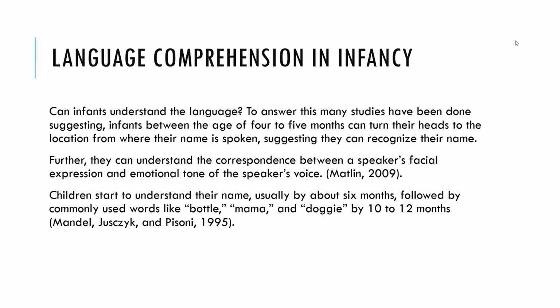And then at the age of about 6 months they start understanding their name, and at the age of 10 to 12 months they start understanding the commonly used words around them, like bottle, mama, doggy, or any kind of commonly used words around them in any language. And you have to remember these ages: what do they understand when they are 4 to 5 months, what do they understand when they are 6 months, what do they understand when they are 10 to 12 months.